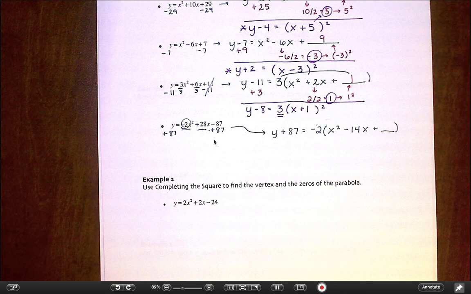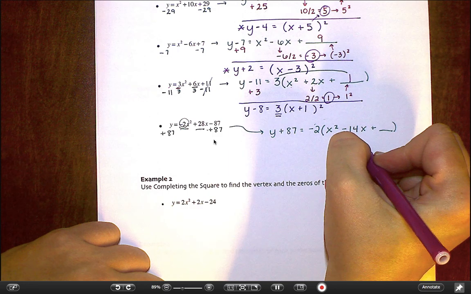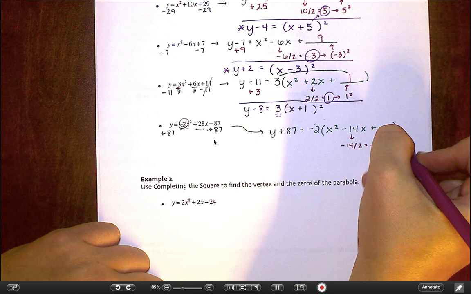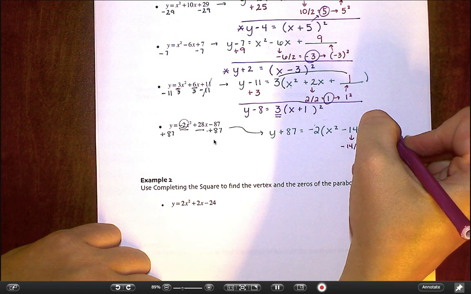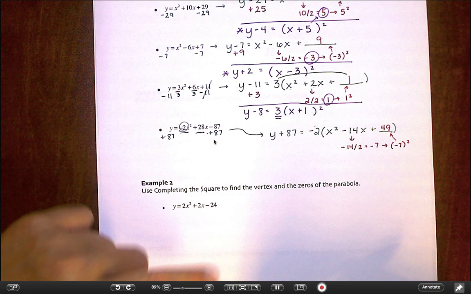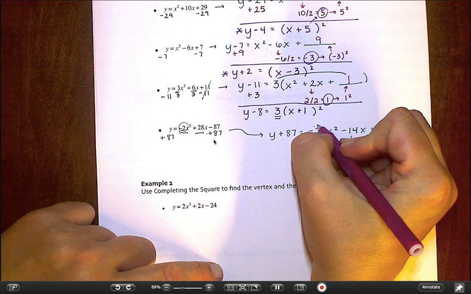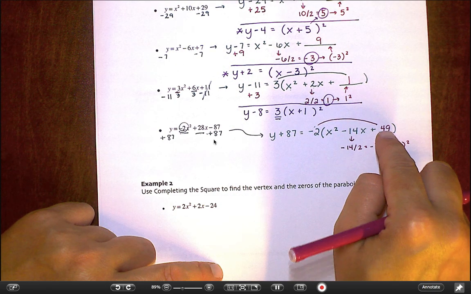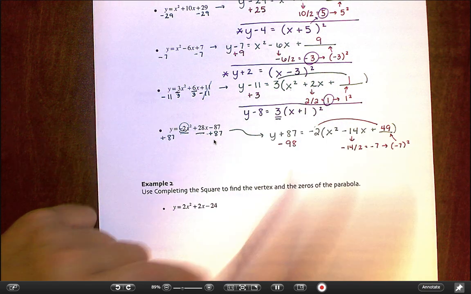So take that negative 14, divide by 2, and I get negative 7. Take the negative 7 and square it, and that's going to give me a plus 49. But what we have to remember is that plus 49 is actually being multiplied by negative 2. So I'm not just adding a 49, I'm adding a 49 times negative 2, which is really a negative 98.